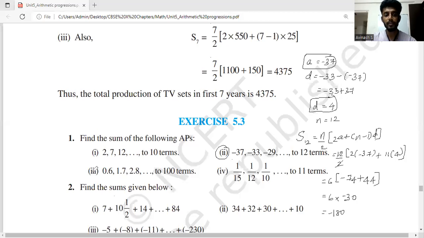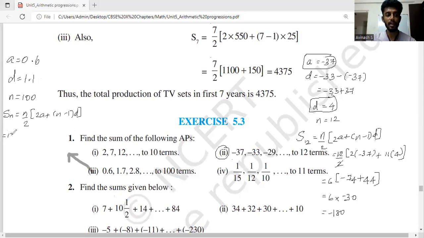When it comes to the third subdivision, I would like to do it on the left side of the screen. So the value of a is 0.6. That is the first term. And the common difference is 1.1. We get this by subtracting the consecutive terms, any of the two terms. And then 100 is the value of n, because we have to find it for 100 terms. So we substitute the formula. The formula is Sn equals n by 2 times 2a plus n minus 1 into d.